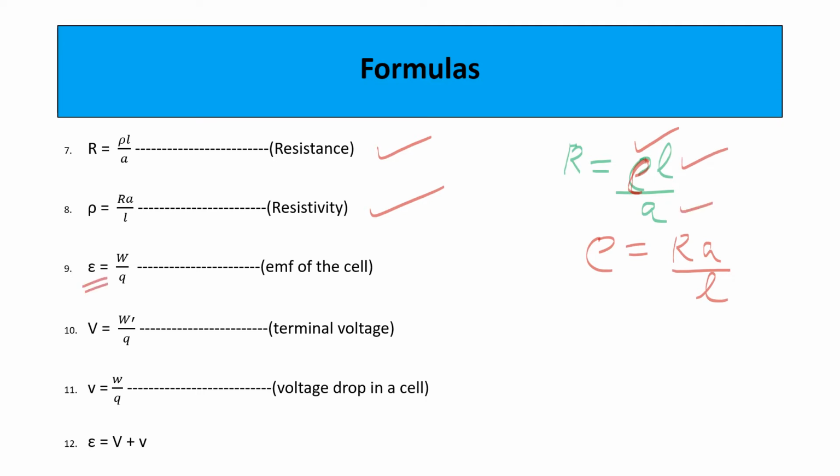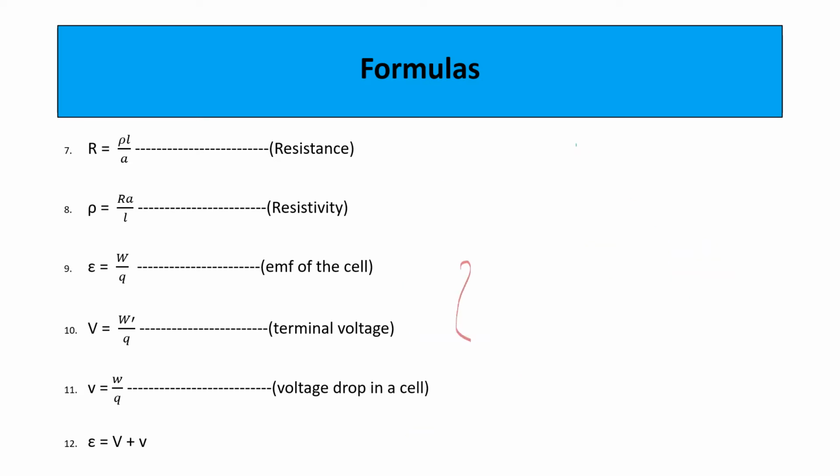Epsilon, that is EMF or electromotive force of a cell, is W by Q. Capital V is equal to W dash by Q. Small v is equal to W by Q. Epsilon is equal to V plus v. For better understanding of these formulas, please watch the video for EMF and internal resistance.